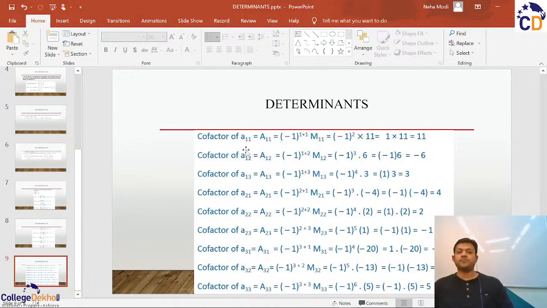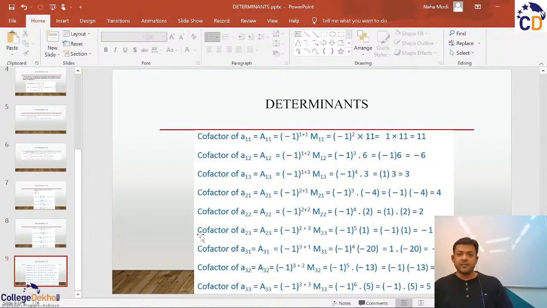Let's take another one. The cofactor of A12 would be -1 to the power 1 plus 2, which comes out to be -1, times the minor of this element. The minor of this element is 6. So my answer comes out to be -1 times 6. So that is -6. Similarly, we can calculate all the other cofactors for this given determinant.